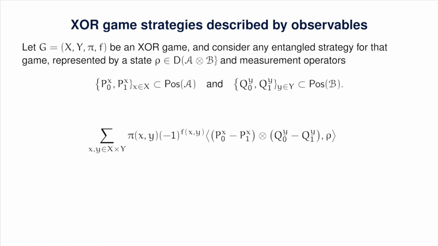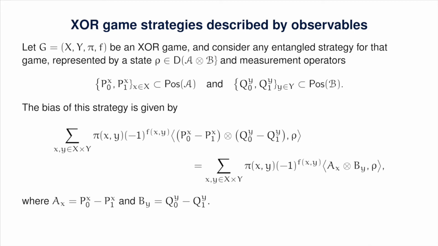If we think for a moment about the expression written on the slide, we find that it equals the bias of the strategy. The reason is that if we were to expand out the tensor product of the differences of the measurement operators and consider the two possible values for f of xy, we would obtain a sum representing the difference between the probability that Alice and Bob win and the probability that they lose. That is, there would always be a minus sign in front of the terms representing a losing pair of answers, whereas the terms corresponding to winning answers will not have a minus sign.